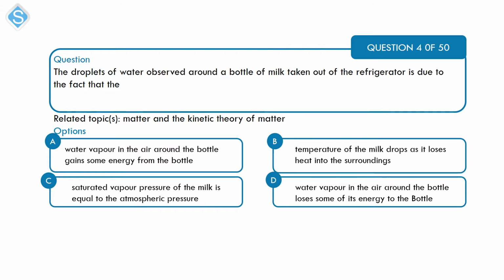So it is due to A, water vapor in the air around the bottle gains some energy from the bottle. B, temperature of the milk drop as it loses heat into the environment, into the surroundings. And C, saturated vapor pressure of the milk is equal to the atmospheric pressure. And D, water vapor in the air around the bottle loses some of its energy to the bottle.